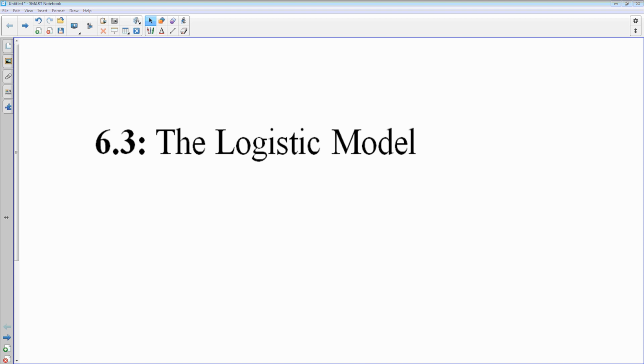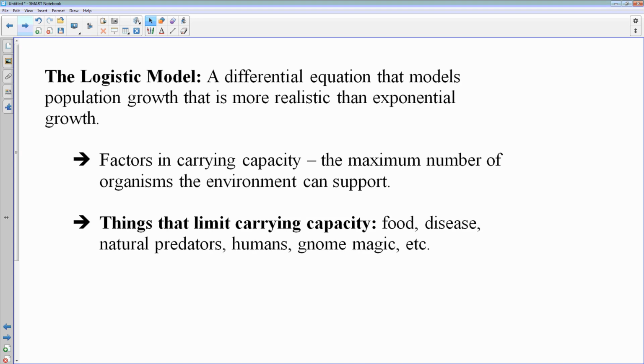Okay, this is the logistic model. It's a differential equation that models population growth. And as far as textbook math goes, it's a very realistic model for population growth because it factors in something called carrying capacity. Depending on which science classes you've taken, carrying capacity is the maximum number of organisms of a particular population that an environment can support.